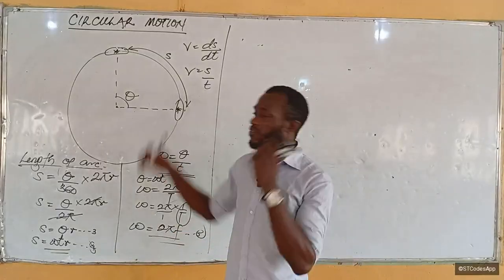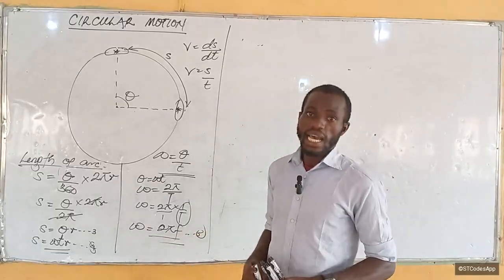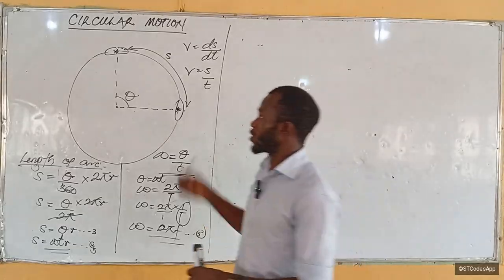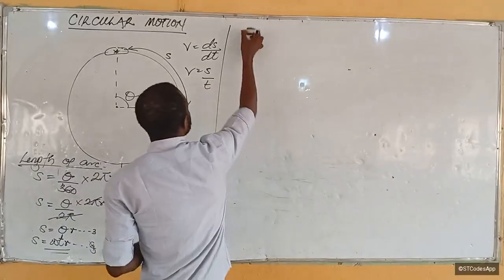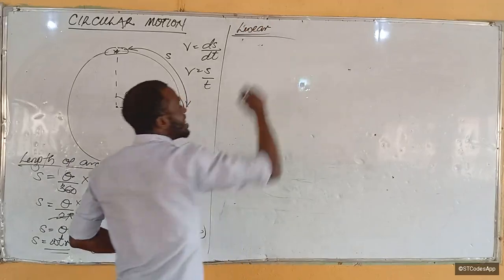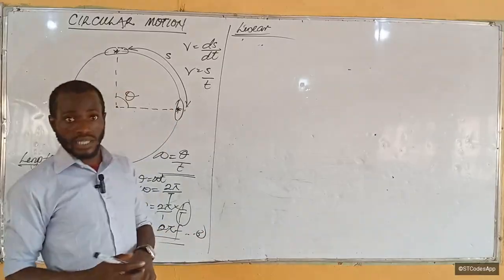So now, does the speed of this body change? I just told you that this angular velocity is constant. Yes, angular velocity is constant, but not linear velocity. This body also has linear velocity, so the linear velocity of this body is not constant. Now, how do I know it's not constant? The value of the linear velocity is constant. So we'll say that linear speed is constant.